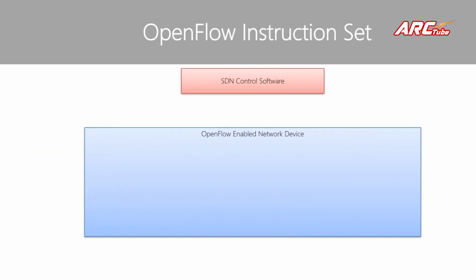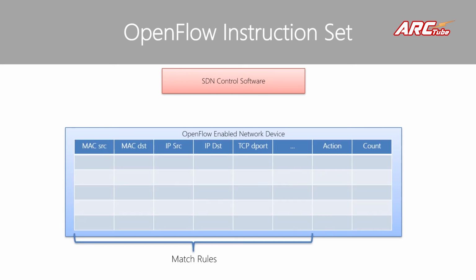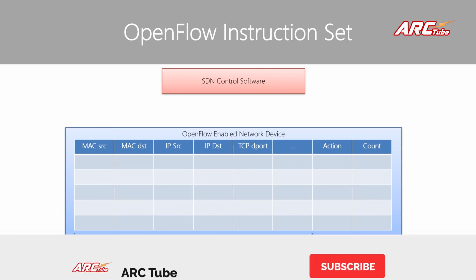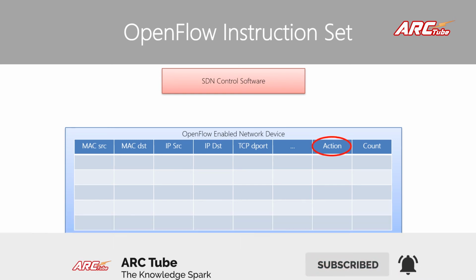Let's take an example where our southbound interface is running the OpenFlow protocol. So, we have our OpenFlow enabled network device or the forwarding plane and the SDN controller running the SDN control software or the control plane. As there is no intelligence in the forwarding plane now, the OpenFlow table is empty. Therefore, there are no match rules to match or match actions.